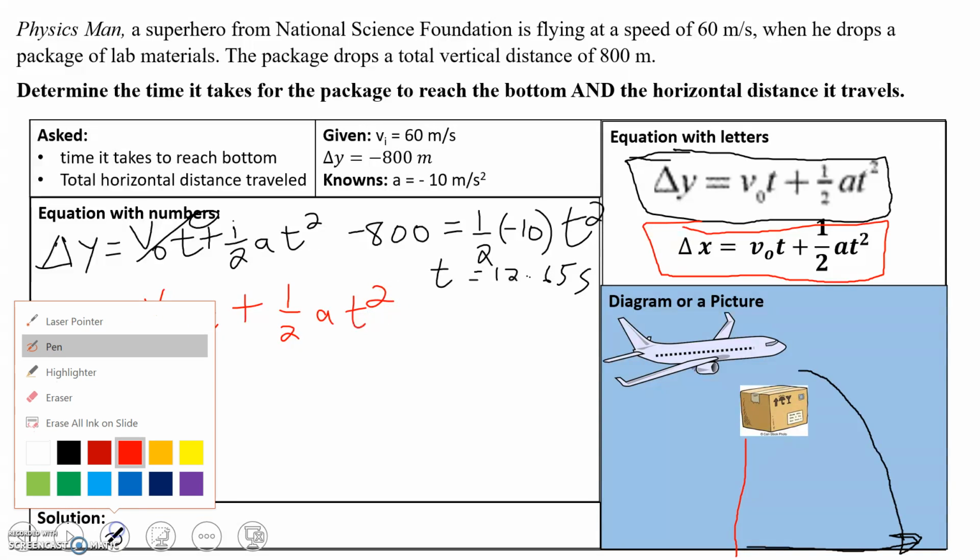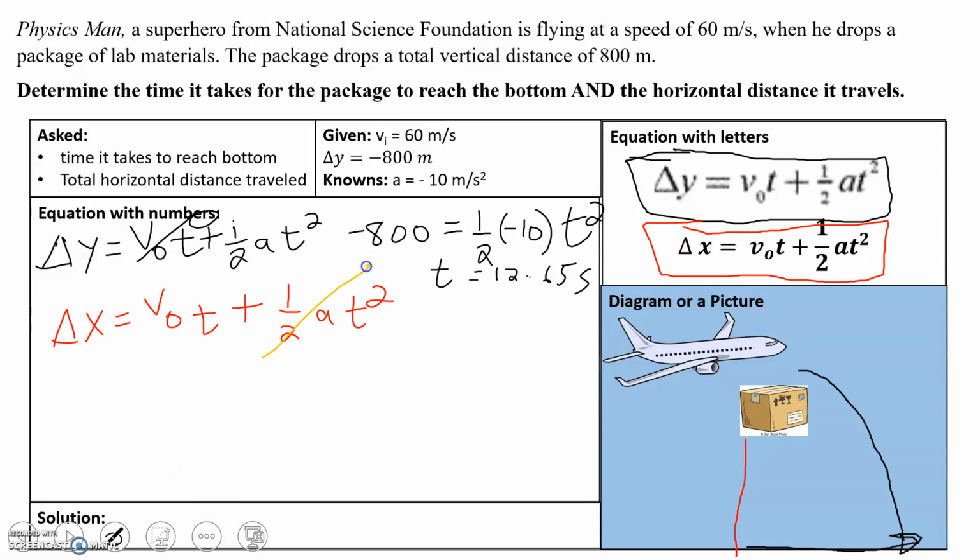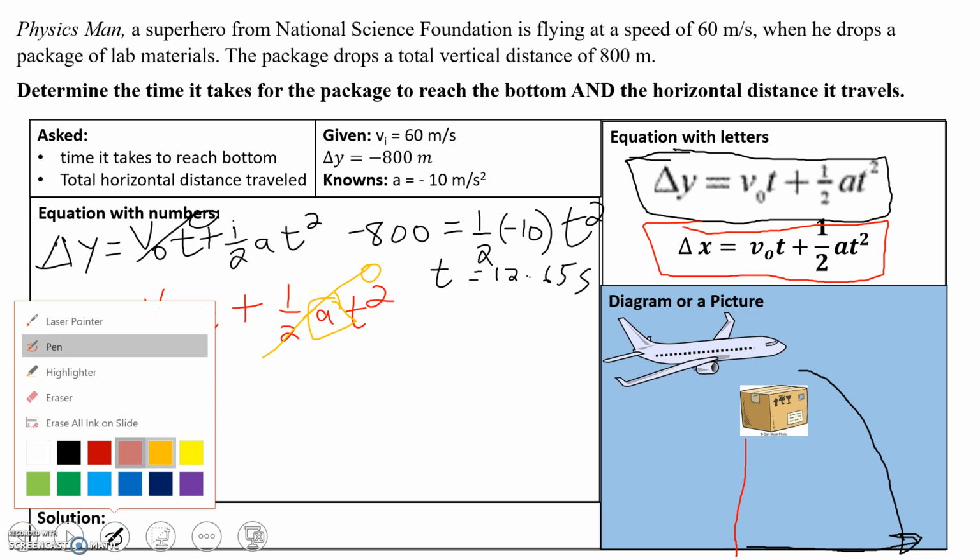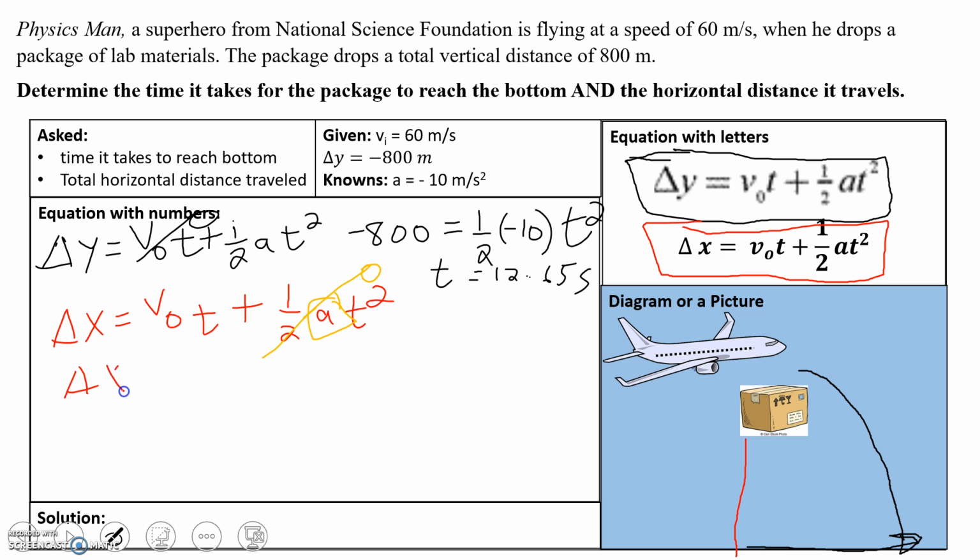Now, in this equation, 1/2 a t squared cancels out. The reason is that we don't have any acceleration in the x direction. Remember that the horizontal and the vertical components are independent of each other in projectile motion. So we don't need the value of a. It's going to be 0, so this cancels out. That being said, we're left with delta x equals v0 t.